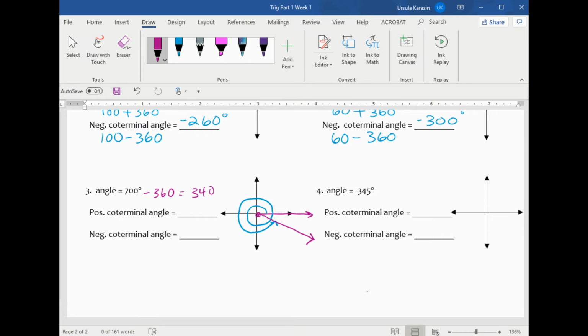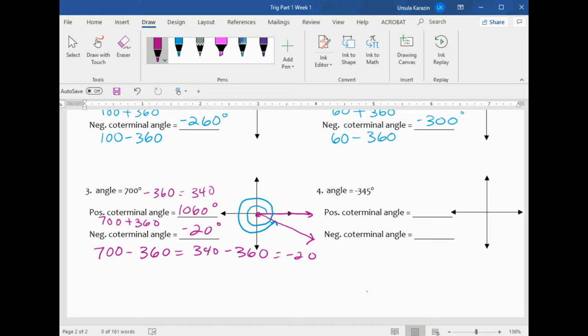All right. So a positive coterminal angle: I can take 700 and add 360, so that gives me 1060. But when I subtract 360, that gives me 340. That's not a negative number, so I need to subtract again, and that gives me negative 20. So you've got to keep subtracting 360 until you get a negative.